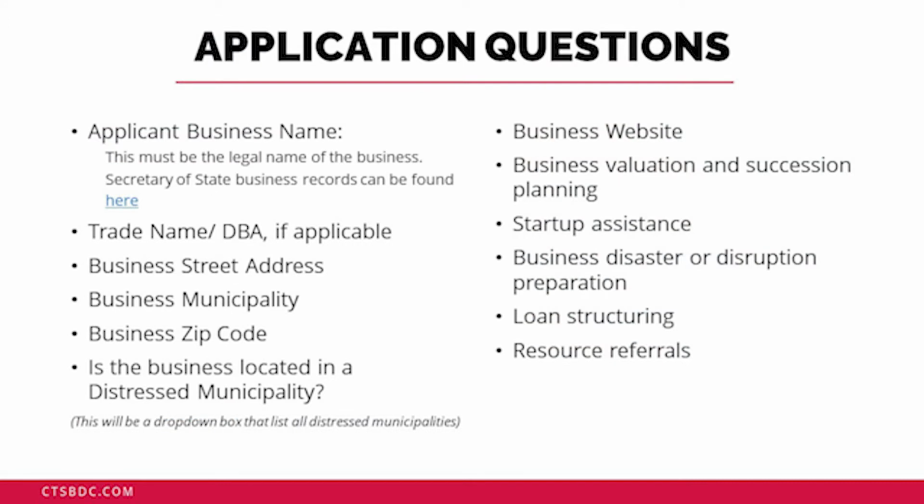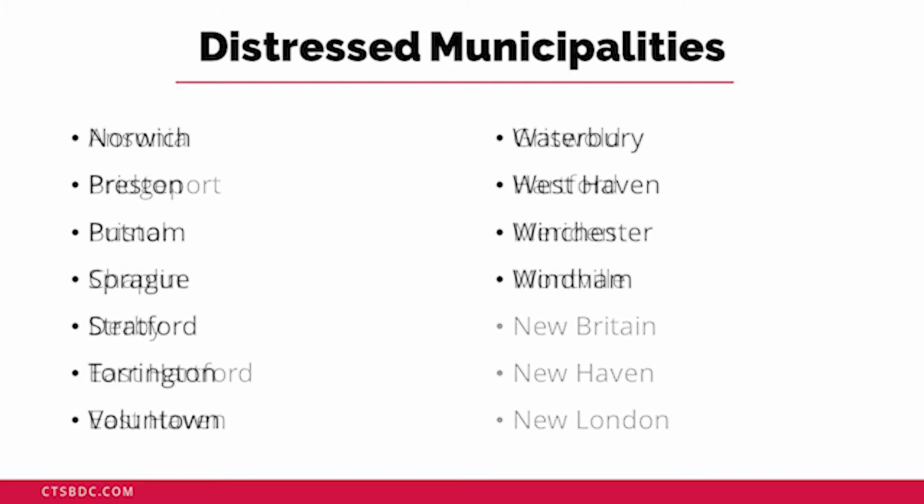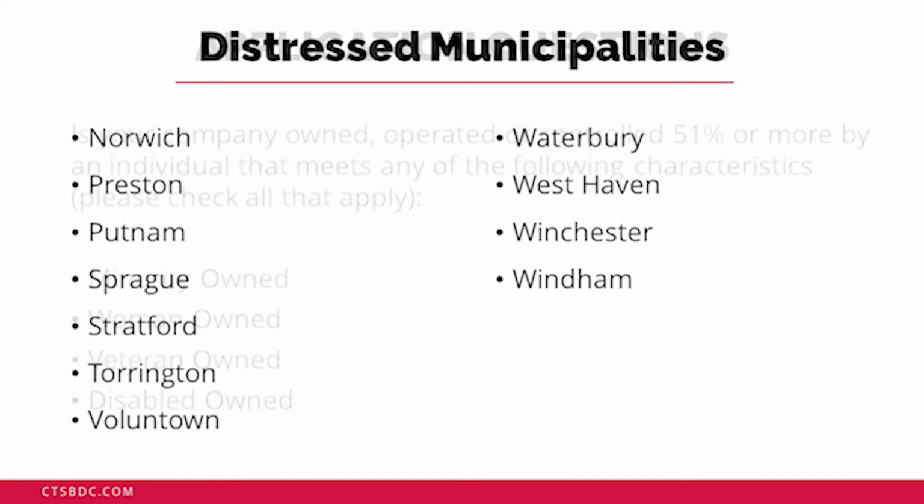Application questions. The first set of questions is designed to get a general sense of your business and location. Since there will be priority given to businesses in distressed municipalities, it is important to note if your business is located in one of those. This question will have a drop-down box so you can view, but those municipalities include Ansonia, Bridgeport, Bristol, Chaplin, Derby, East Hartford, East Haven, Griswold, Hartford, Meriden, Montville, New Britain, New Haven, New London, Norwich, Preston, Putnam, Sprague, Stratford, Torrington, Waterbury, West Haven, Winchester, and Windham.